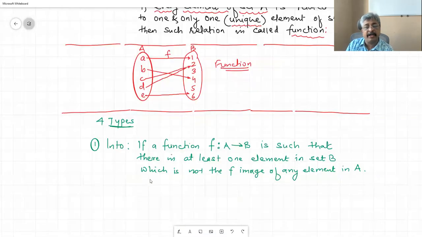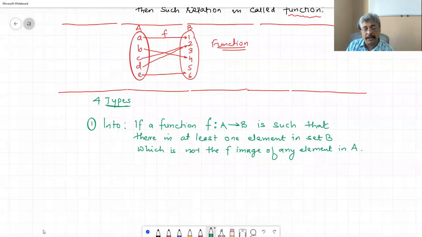So you need to have at least one element in set B who is not the image of any element in A. So I think the diagram that I have drawn here is an into function because 5 is not the image of anybody, 3 is not the image of anybody. There should be at least one element in set B such that it is not the image of any element in A, then we call it into. And as the English meaning of into is concerned, if you look at the codomain, then you are entering into the codomain. Not that every element in the codomain is busy. Some of them are not busy. So you are getting into.